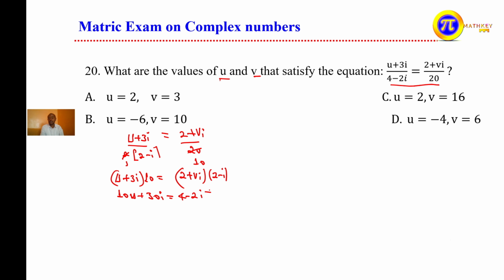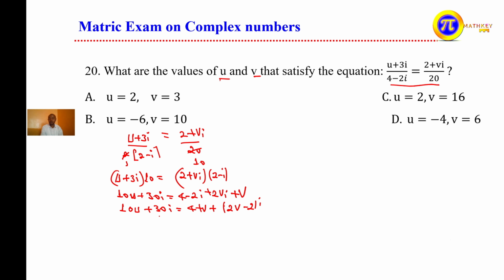Then Vi times 2 is 2Vi, and Vi times minus i is minus Vi squared. Since i squared is negative, it becomes plus V. So this is equal to 10u plus 30i, which is equal to, collecting like terms, the real part with the real part and the imaginary with the imaginary: 4 plus V, plus the imaginary part, sorry, at the right side, that is 2V minus 2.